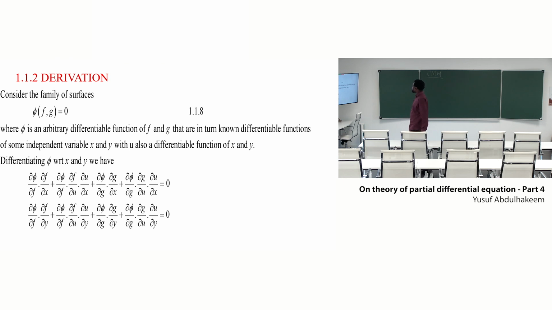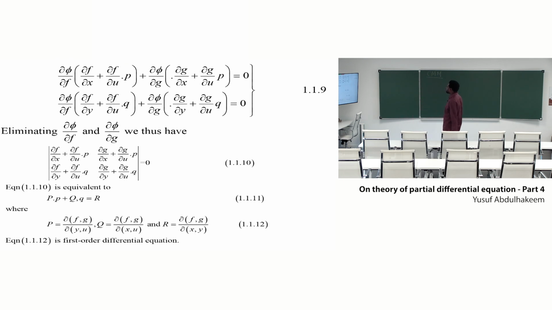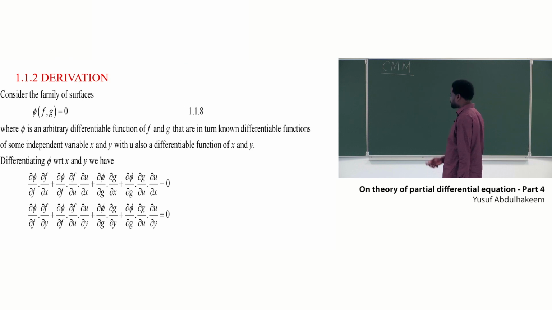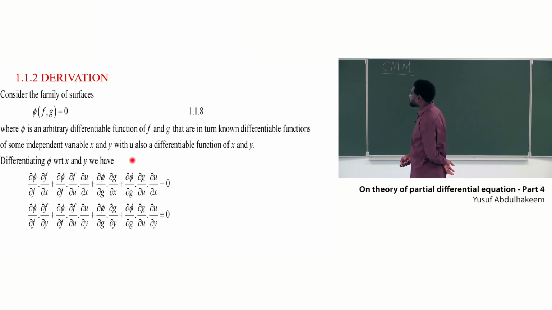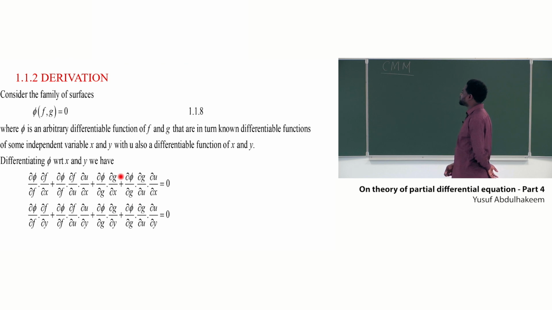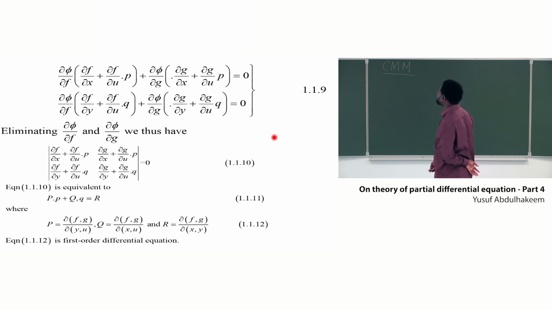So then here is also the derivation. Then consider the family of surfaces here, which is given as phi of f, g equal to 0. Then on differentiating these two, this arrives at these differential equations, where we took du/dx to be equal to p and du/dy to be equal to q. So that reduces the equation to what we have in equation 1.1.9, which is in this form.